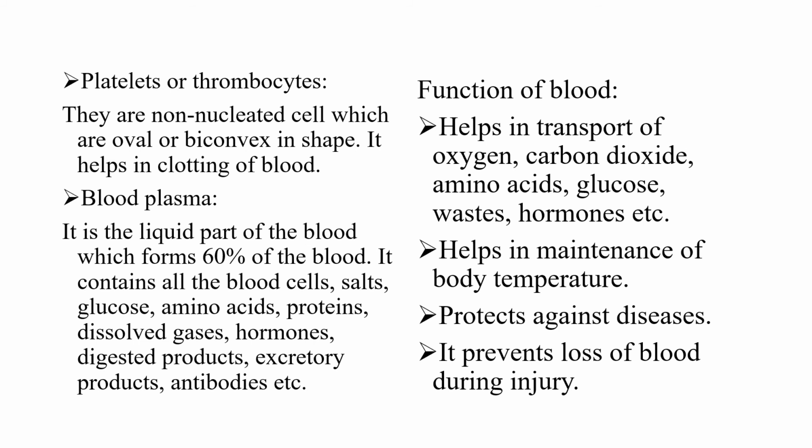Next one, blood plasma. It is the liquid part of the blood which forms 60% of the blood. It contains all blood cells, WBC, RBC and platelets. Along with that, salt, glucose, amino acid, protein, dissolved gases, hormones, digested products, excretory products, everything is transported with the help of this blood plasma. Blood is very important for transporting all this. Then serum. It is a blood plasma from which the blood clotting protein, that is fibrinogen, is removed. Then we can say this is a serum.